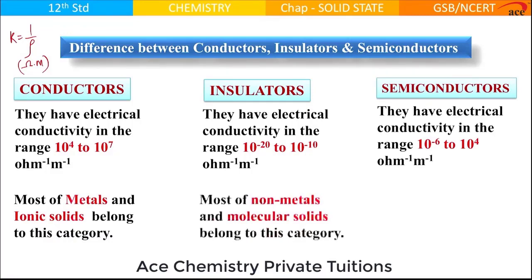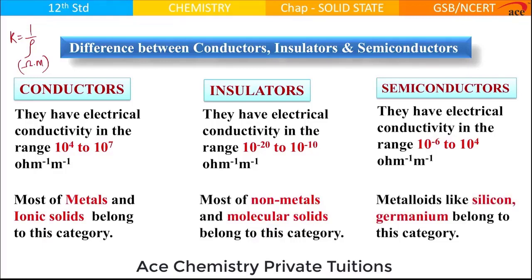Most of them are non-metals and most of them are molecular solids with no free electrons. They are insulators. Then metalloids like silicon, germanium are examples of semiconductors. So, the entire learning process of conductor, insulator and semiconductor classification scientifically is based on electrical conductivity symbol K, which is given by the formula 1 upon resistivity.